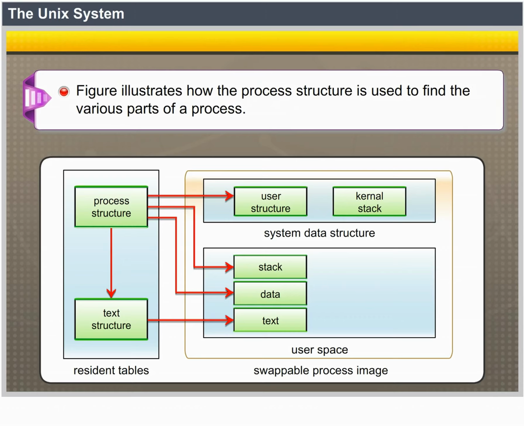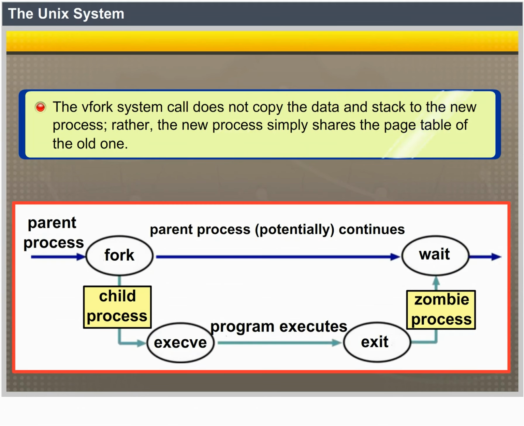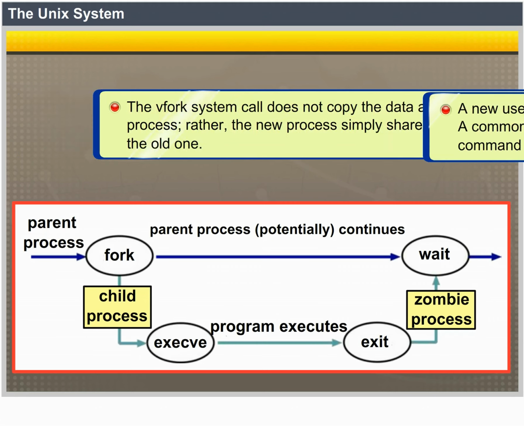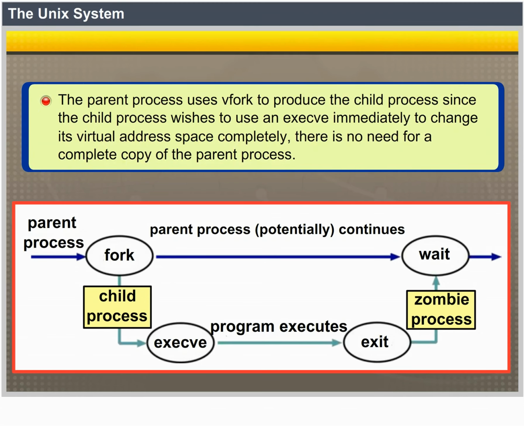The vfork system call does not copy the data and stack to the new process. Rather, the new process simply shares the page table of the old one. A new user structure and a new process structure are still created. A common use of this system call occurs when a shell executes a command and waits for its completion. The parent process uses vfork to produce the child process because the child process wishes to use an execve immediately to change its virtual address space completely.